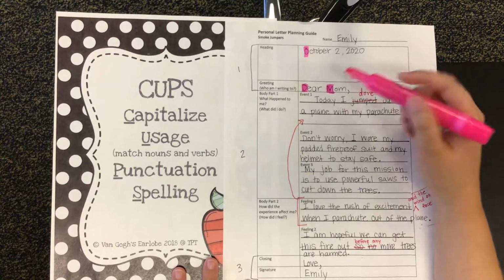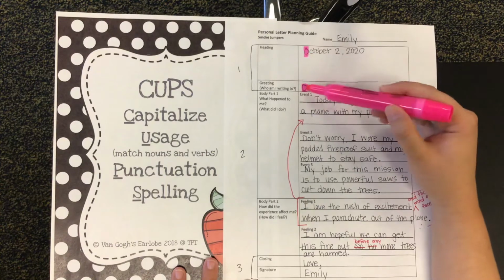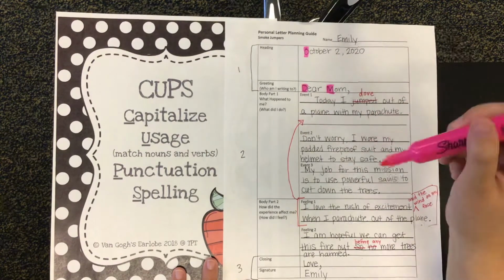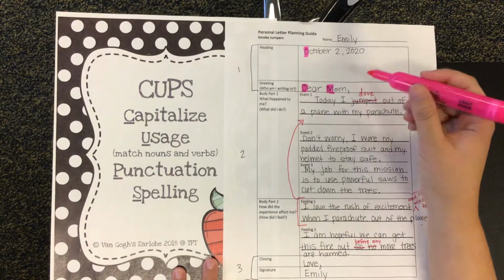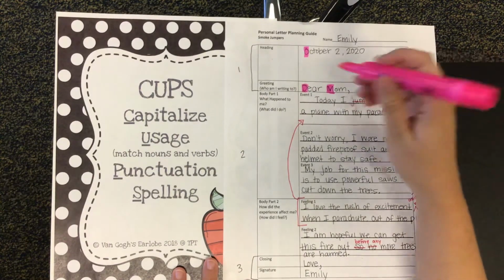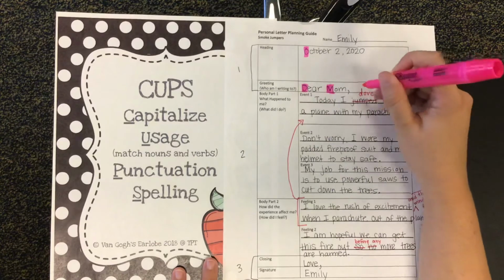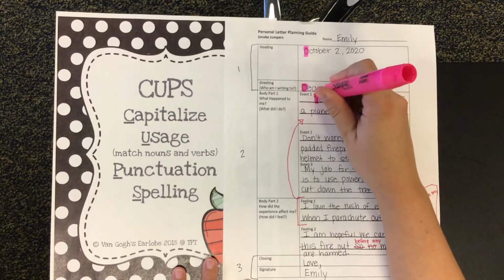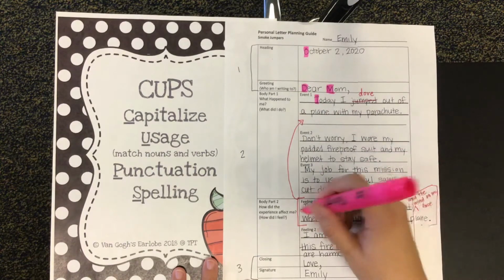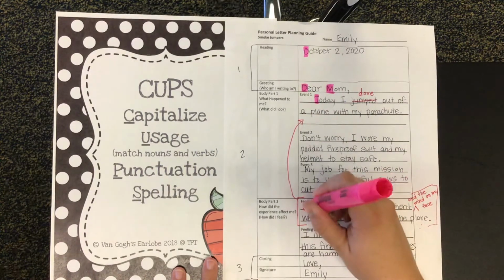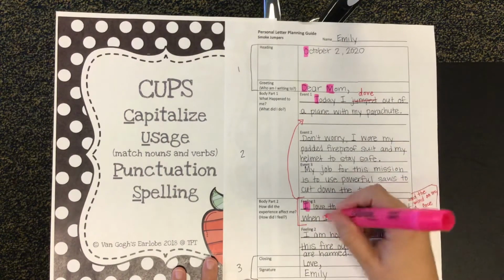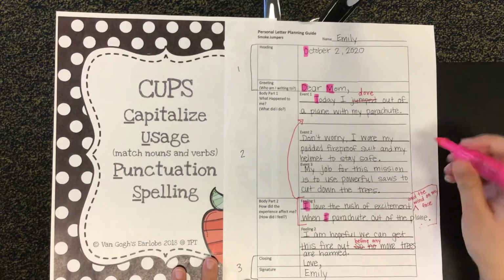So if you find that you didn't have October or dear or their name capitalized, just erase and make it a capital and then highlight it to check to make sure it's there. So then I need capitals at the start of my sentences. So today I dove out of a plane with my parachute. So capital T at the beginning here. My second sentence, I love the rush. I'm going to highlight that one. And the wind on my face when I by itself parachute out of the plane.